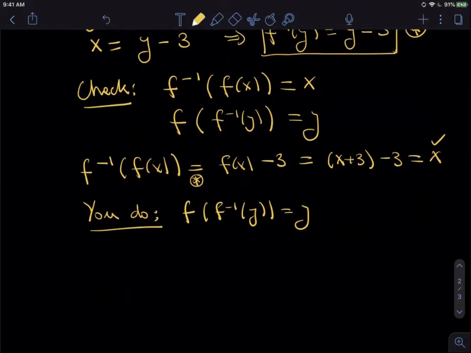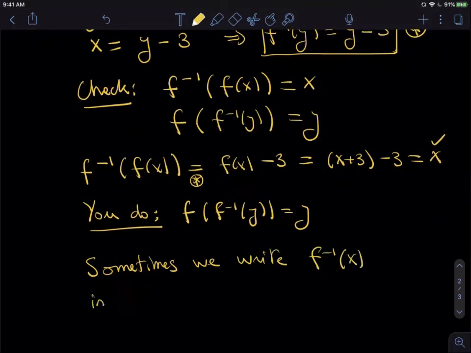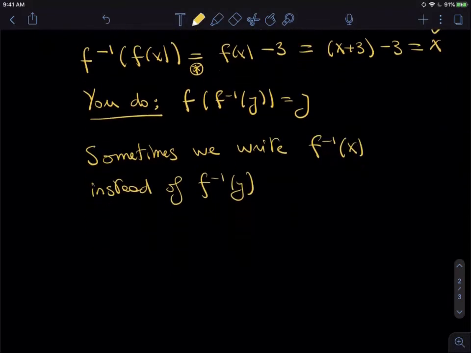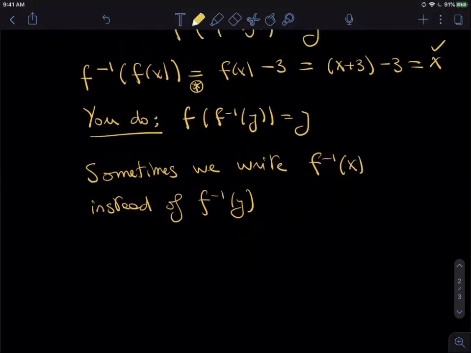Now, one thing. Sometimes we just write f minus 1 of x instead of f minus 1 of y. This is because it doesn't really matter much. The name of the variable you use to describe the function is going to be the same rule, okay? So you will see this written also. Okay, so in this case, there is an inverse.